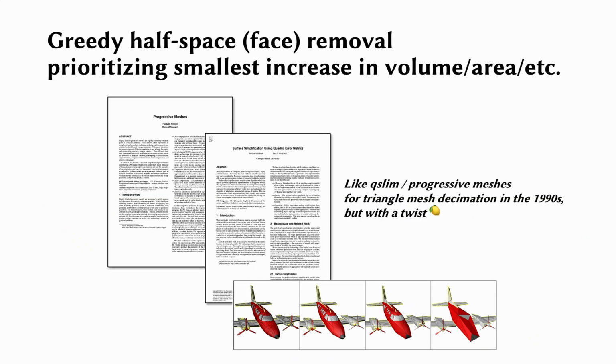The way that we're going to do this is going to feel very natural to people from computer graphics or geometry processing. We're going to take standard ideas from triangle mesh simplification, and we're going to do it on the faces of the convex hull. So we're going to greedily remove faces of the convex hull, prioritizing smallest increase of whatever change that we're measuring, if it's volume or area. So it's like QSlim or progressive meshes, but with a little bit of a twist in how we do it.